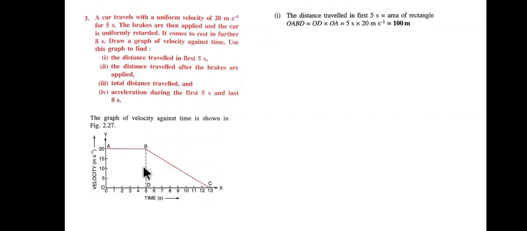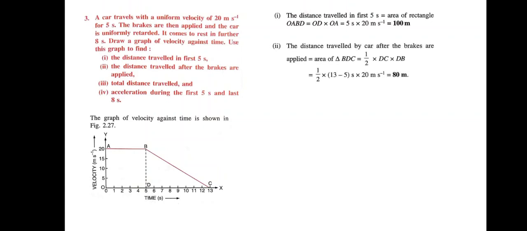So OABD is the rectangle, which is equal to OD into OA. OD is 5 seconds, OA is 20 meters per second, which multiplied gives the answer 100 meters. So in the first case, the displacement is equal to 100 meters. Next, we have to find the distance traveled after the brakes are applied. What is the distance that the car moves after applying the brakes? How much distance is covered?